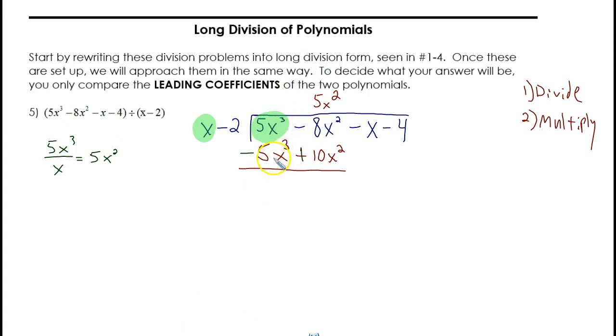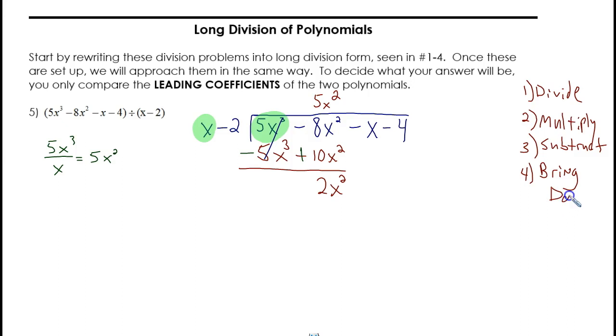So 5x cubed minus 5x cubed cancels out. That should happen every time. Negative 8x squared plus 10x squared is positive 2x squared. Okay, so that, we didn't write it over here, but that was our third step, is to subtract. And when you subtract, whatever the two signs are, you're going to do the opposites to subtract them. Okay, and our final step is to bring down.